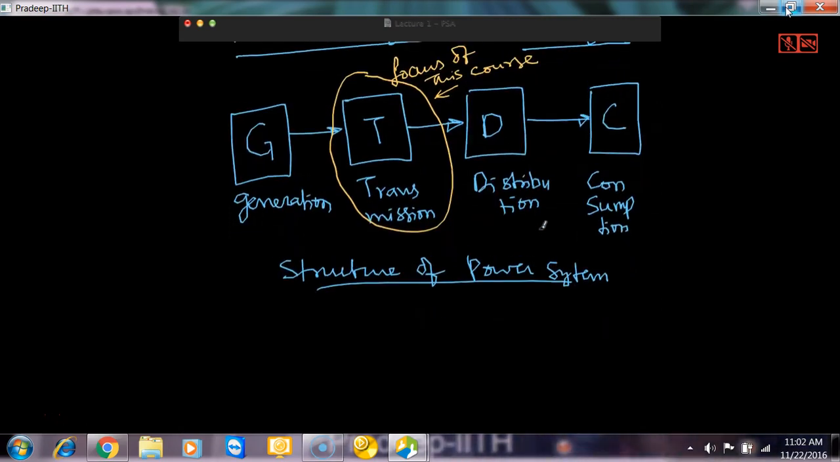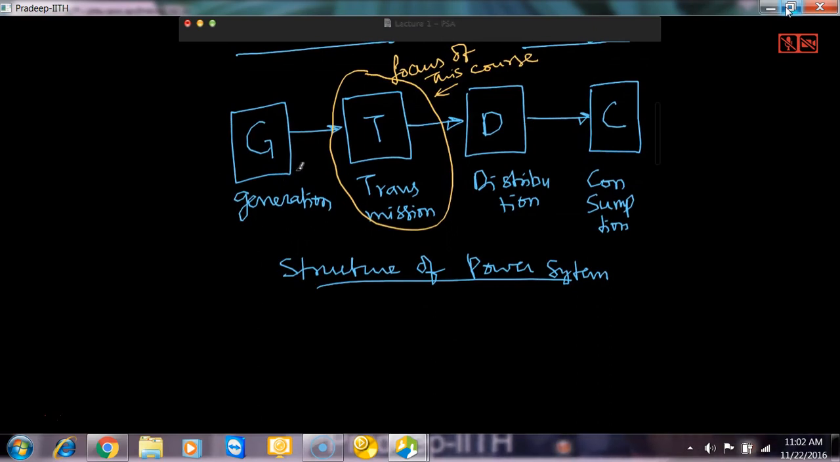Now, as you know, any power system will have power generation. Then whatever generated power is put onto the transmission network, and then it is distributed to the consumer. So, of course, if you study transmission networks, you can apply that for studying the distribution network, but the focus will be more on the transmission network. Okay. So, what is there inside the transmission network?